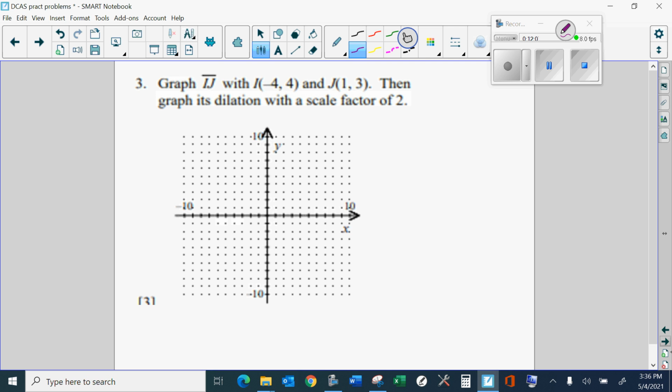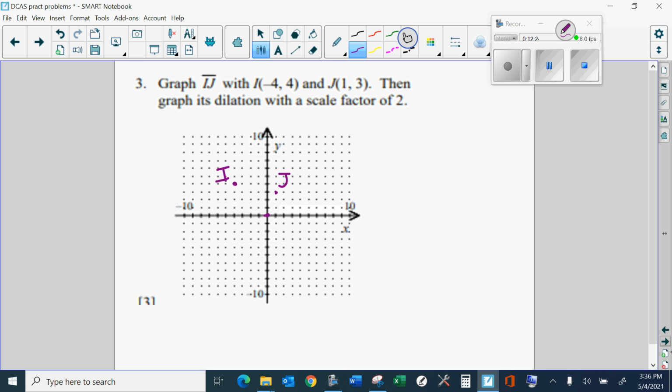All right. Graph IJ: I is at negative 4, 4, counting 1, 2, 3, 4 and 1, 2, 3, 4. J is at 1, 3, right there. Graph IJ, then graph its dilation with a scale factor of 2.